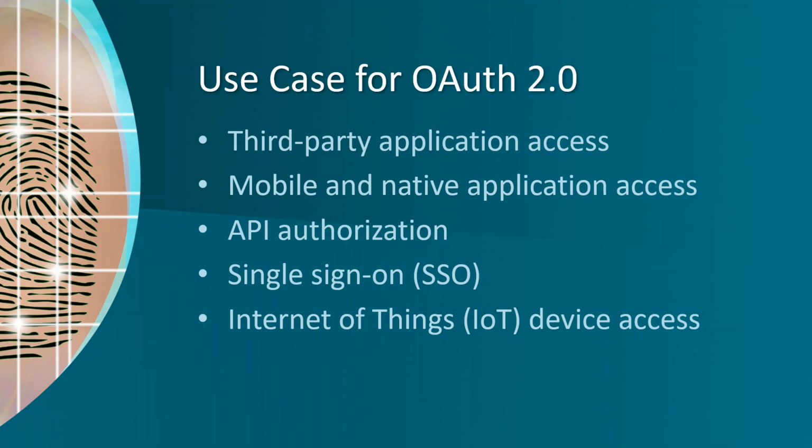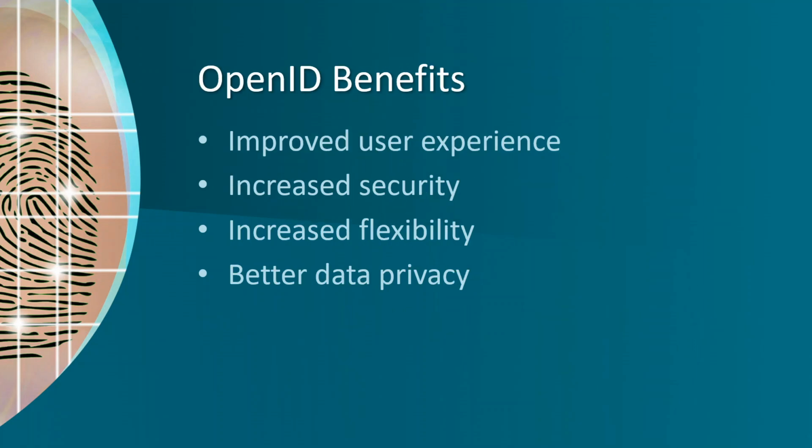OAuth 2.0 can be used to enable single sign on between multiple applications. This allows users to log into multiple applications using a single set of credentials, improving user experience and reducing the need for multiple passwords. OAuth 2.0 can be used to enable secure access to resources from IoT devices. This allows devices to interact with online services and applications, opening up new opportunities for innovation and automation.